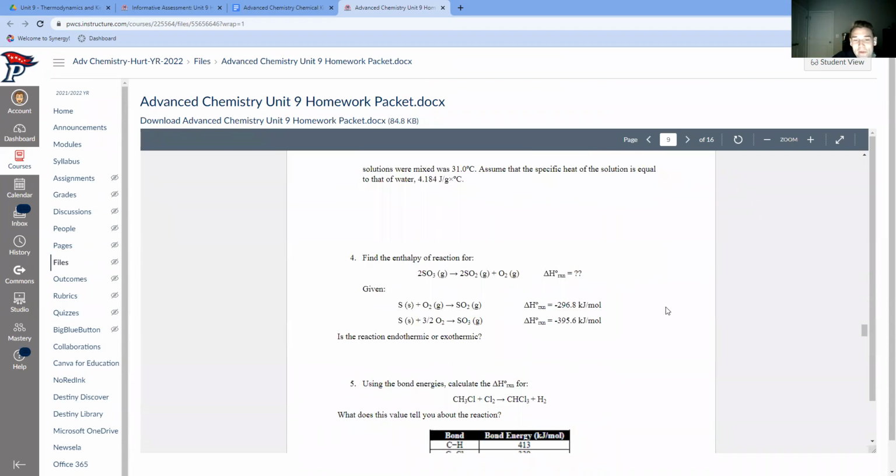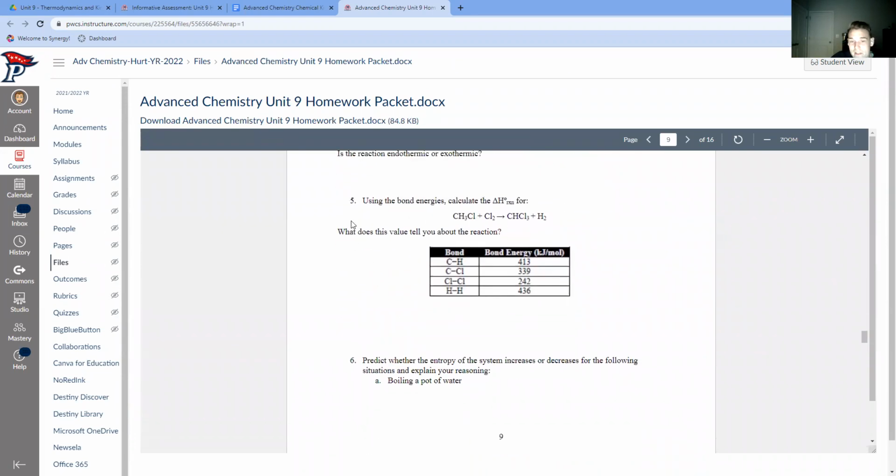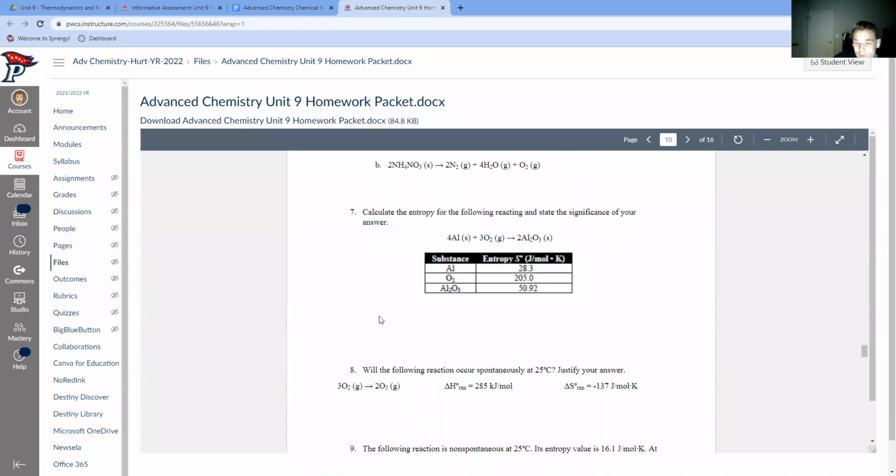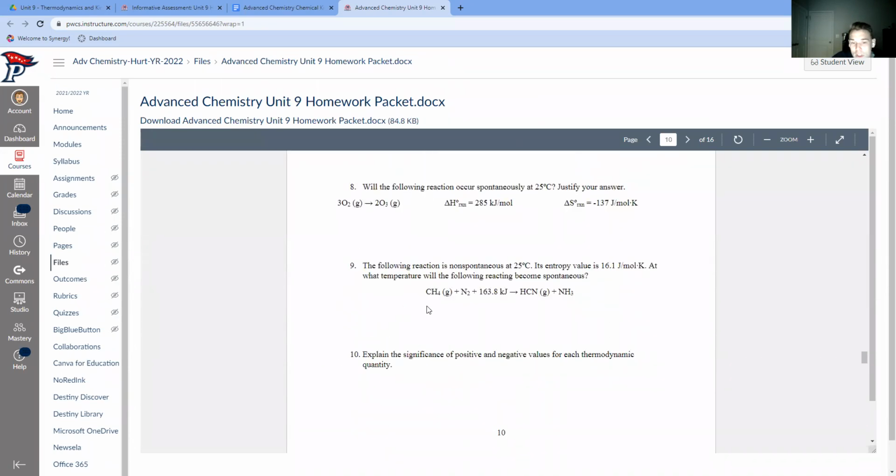It goes through all of the different things that we did, bond energy, entropy. It goes through Gibbs free energy. Make sure you work through those. Remember, for our thermo unit, we did only a few equations. Let me write those down for you.